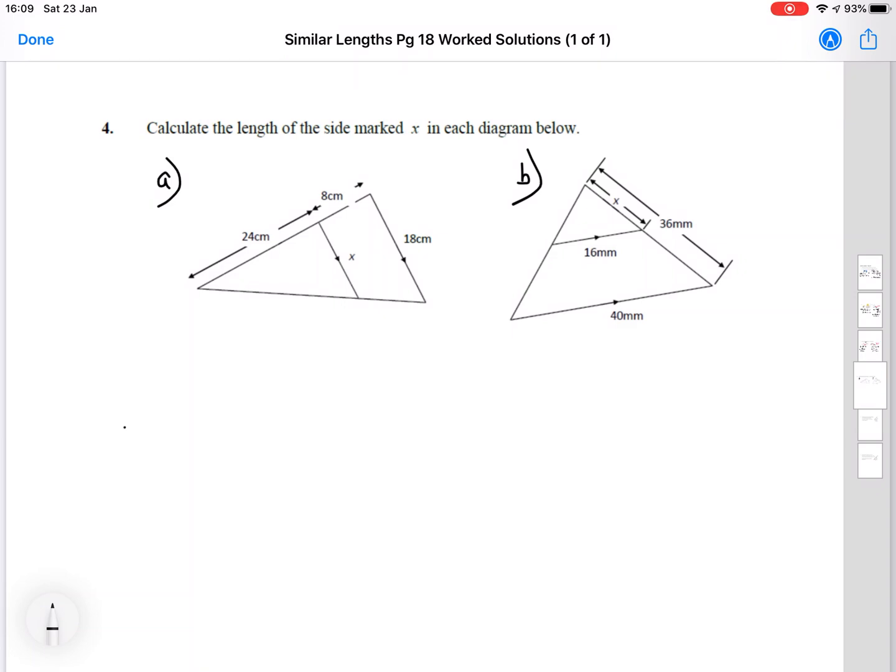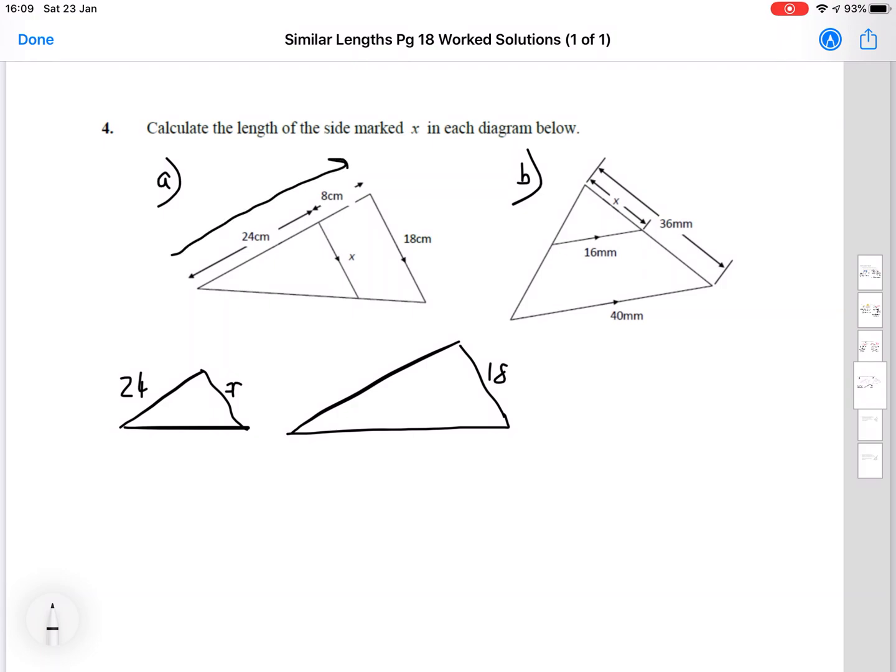Okay, so we have our smaller triangle, and then we have our larger triangle separated out. On the smaller triangle, we have that side X, and we have the 24. On the bigger triangle, we have 18, and then that big long side there, all the way up from either end, would be 24 plus 8, so 32 up that big long side there.